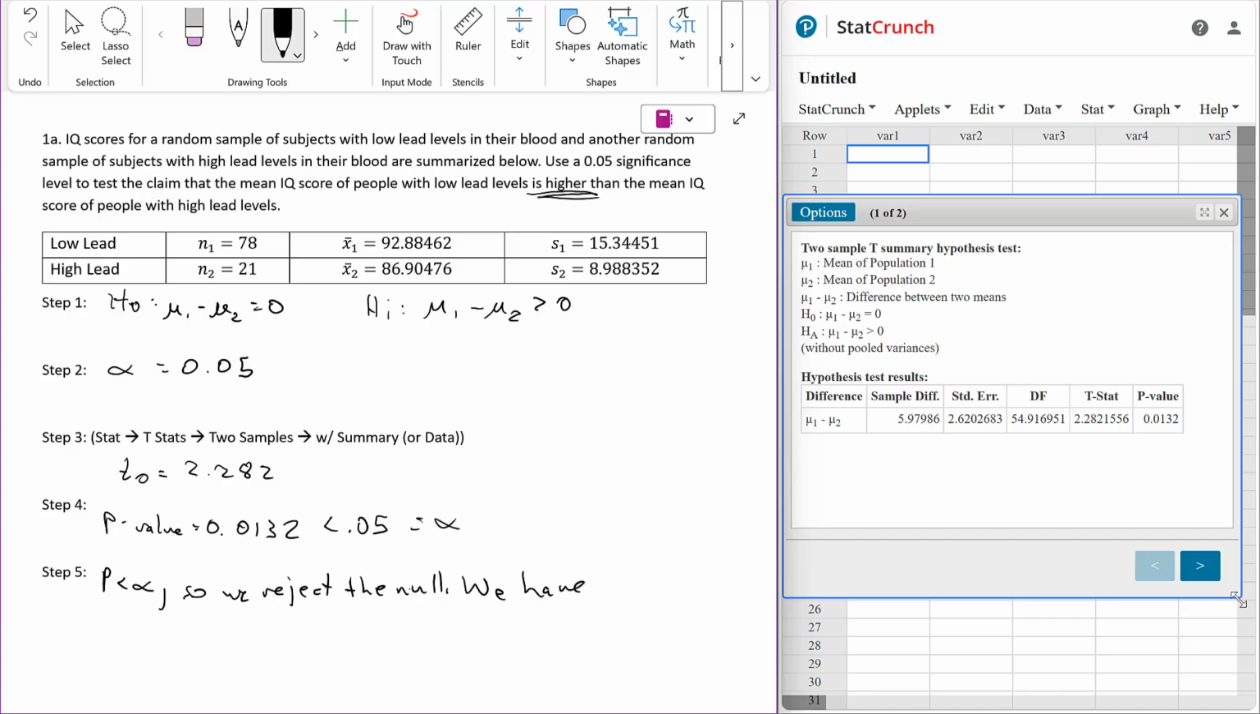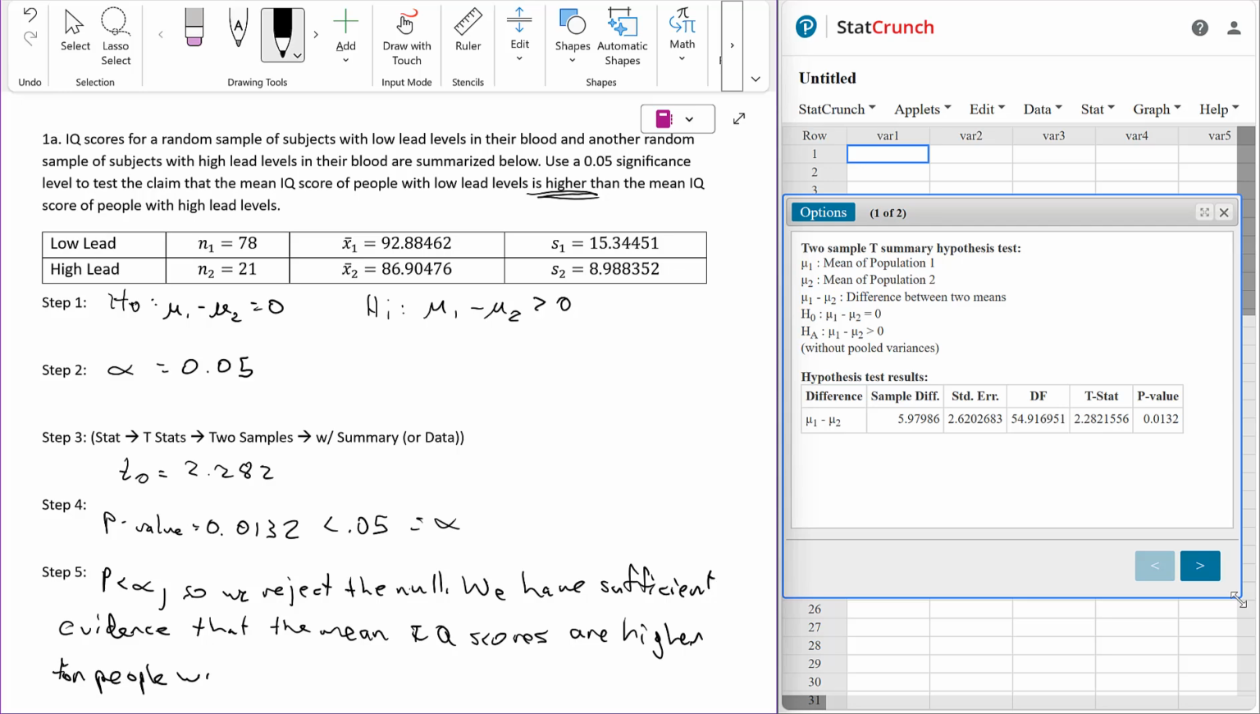We have sufficient evidence that the mean IQ scores are higher for people with low lead levels in their blood.